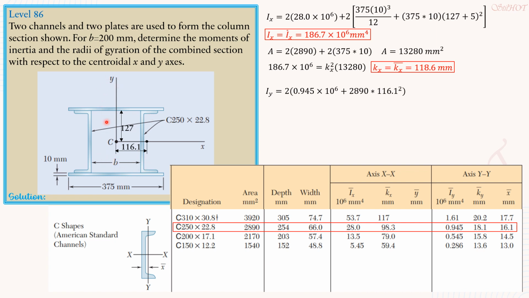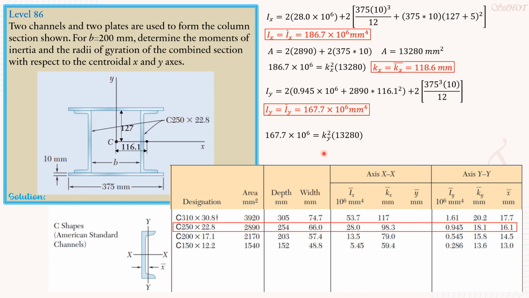Then for the two rectangular plates, because the y-axis crosses their centroid, it's just 2 times quantity 375 cubed times 10 over 12. Combining, Iy equals I bar y equals 167.7 times 10 to the 6 mm to the 4th. We then equate this to k y squared times area, where the area is 13,780. From here we can solve for the radius of gyration with respect to the centroidal y-axis, k bar y, which equals 112.4 mm.